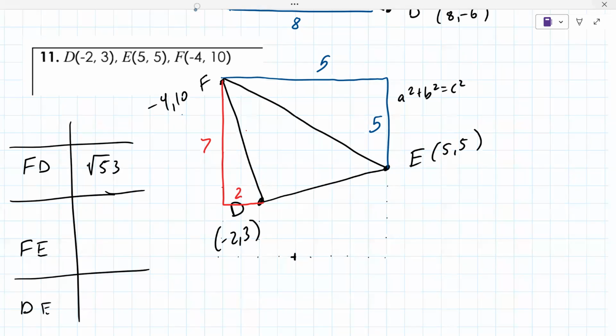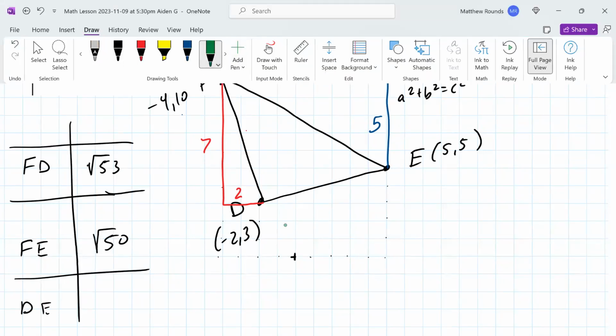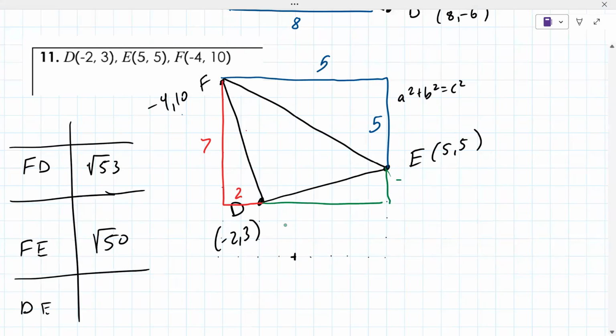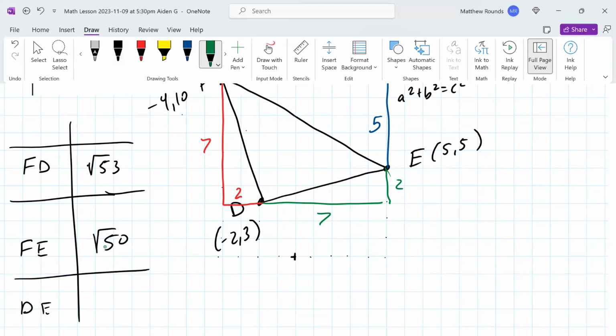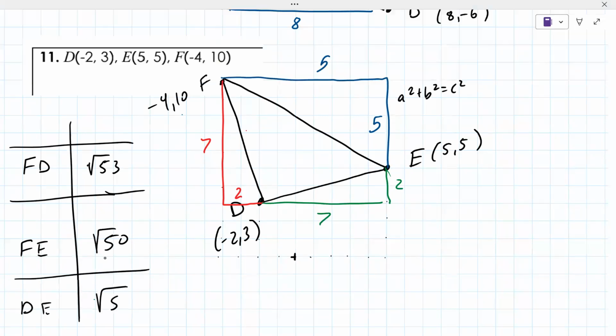And then for that last one, from D to E, it's like 2 and 7. That would also be 53. Yeah, so when two of the segments are the same, do you remember what kind of triangle that is from the other day? That's the... not equilibrium. Hold on.